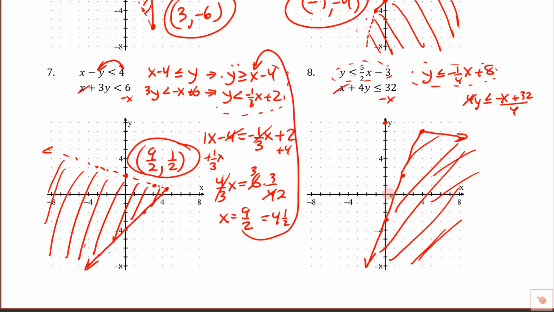And we just need that point right there. So that's going to be over 4 and up 7. So this is (4, 7). There's the point where they cross. Okay, let's take a look at the last problem.